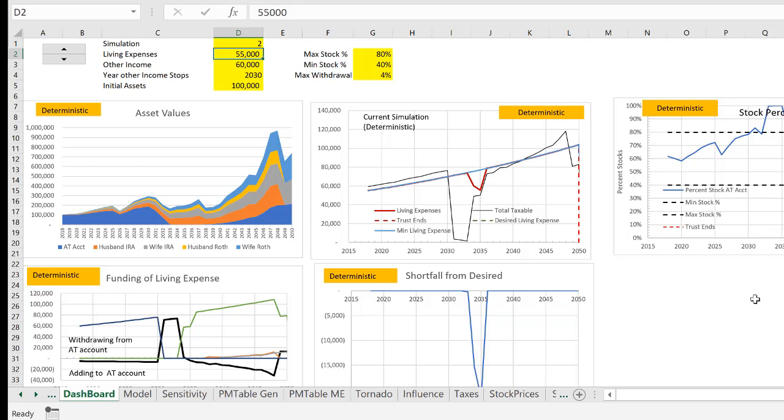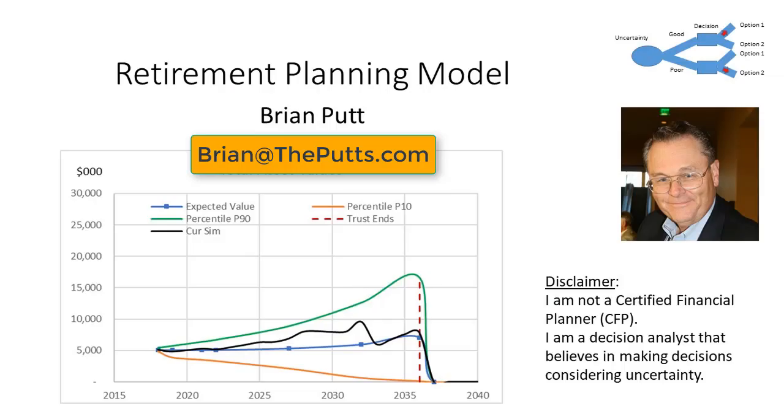Let's stop here. I think you get the idea that there's a lot of flexibility in this model. If you should desire to have a copy of this model, I'd be happy to send it to you.